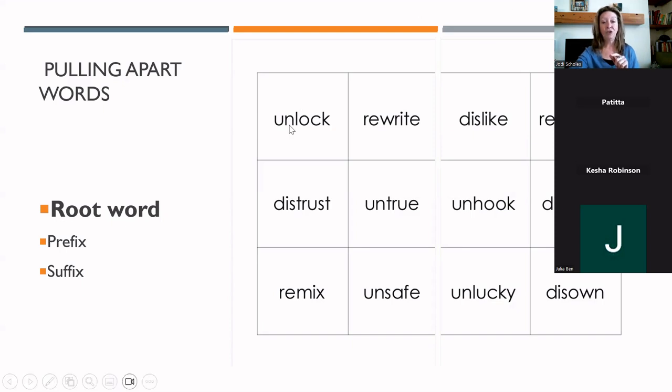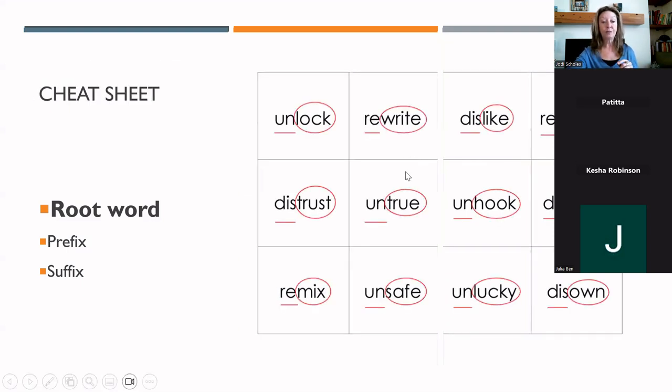In each of these words that you see on this chart, there's a root word, which is the root, like the root of the tree. It is the main meaning of the word. Now and then you add a prefix or a suffix, and it changes the meaning of the word. Take a peek. On this chart, the root word is circled: lock. And then when you add un, you unlock it.